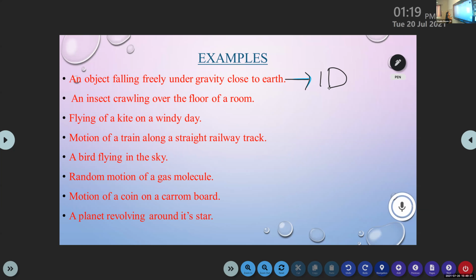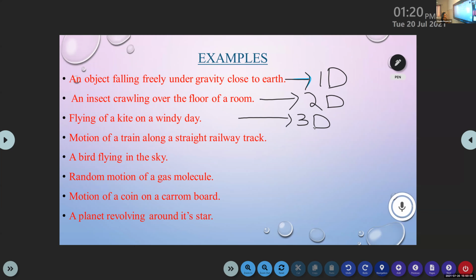Okay. The second question to Pooja. An insect crawling over the floor of a room. Two dimension, because it is a planar surface. The floor of a room is a planar or plane surface. So here we need two axes to specify the motion or the location of an object. So it undergoes two-dimensional motion. The next one to Tushar, flying of a kite on a windy day. It's three-dimensional. Yes, it is three-dimensional motion.